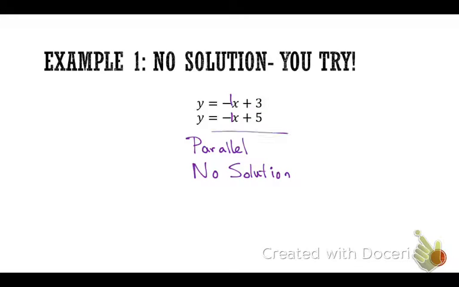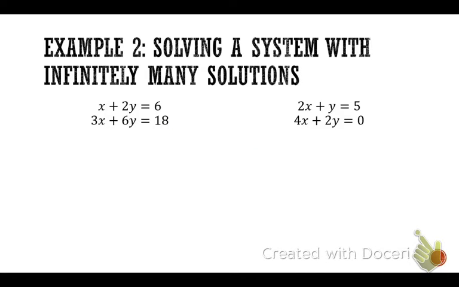So guys, for sure, if you ever see a system that's in slope-intercept form, check to see if those lines are parallel first. If they're parallel, you're doing a happy dance because you don't have to do anything. All you have to do is just say parallel, no solution. All right, let's look at example 2 now.